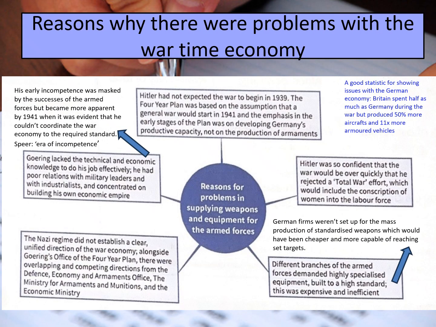We're now going to look at reasons why there were problems with the wartime economy and why they weren't ready in 1939. The first reason being that Hitler had not expected that the war was going to begin in 1939. He wasn't ready in terms of the production of armaments that would be needed for a sustained war. He also was quite arrogant in the sense that he felt that any war that did break out would be over quickly, and therefore he would never need a total war effort.